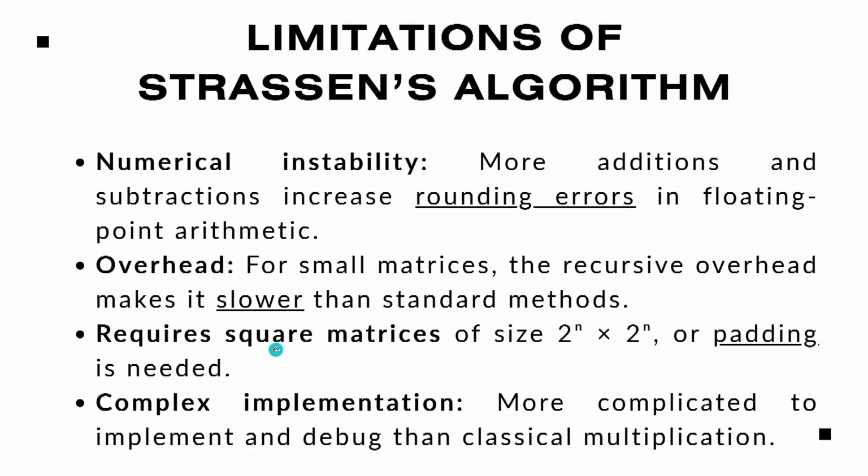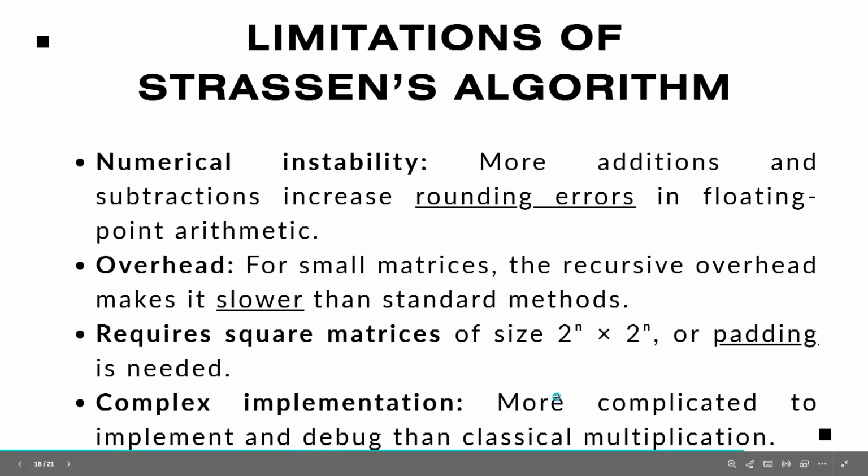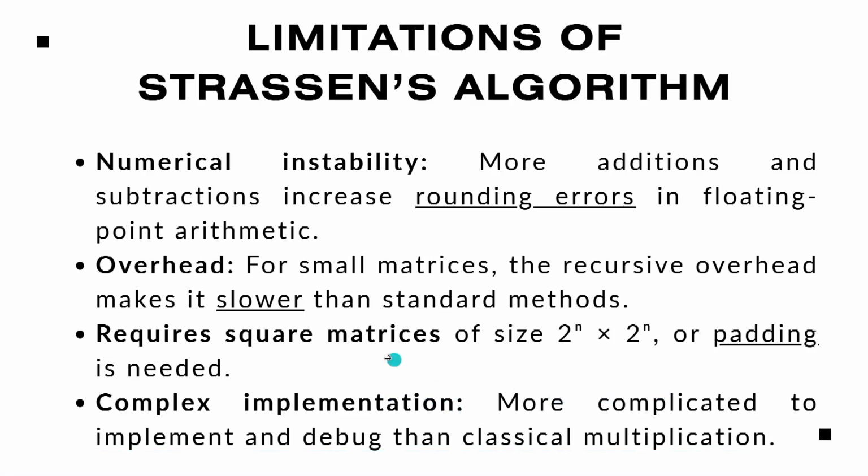And one of the constraints that we have with the Strassen's multiplication is that the input matrix should be square, and if not square, we may have to do some sort of padding, and so that is claimed to be one of the disadvantages. And as such, the implementation is a bit complicated because it uses some formulae to implement, and when it comes to debugging also, it poses a slight challenge because we are not well versed with those equations. So, these are all some of the limitations of Strassen's algorithm.